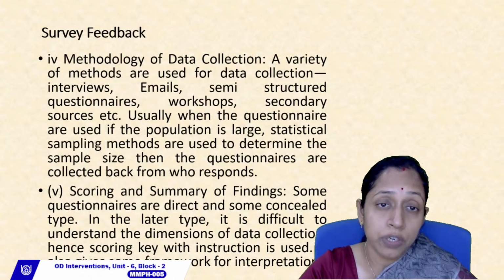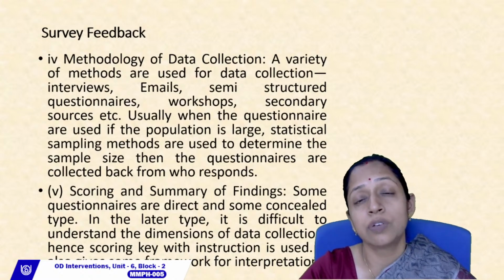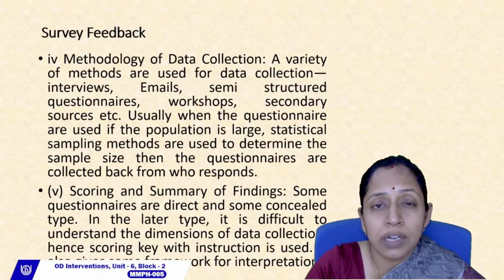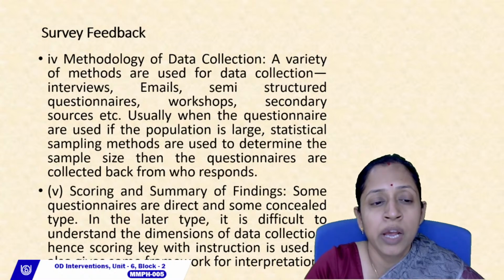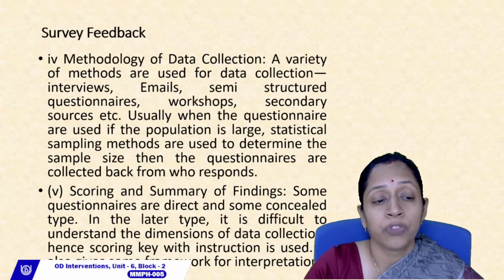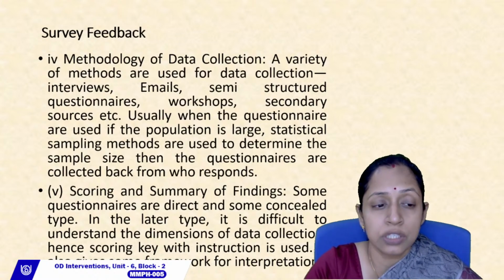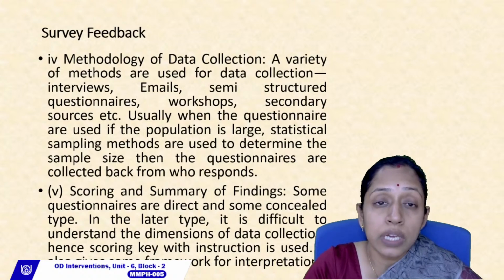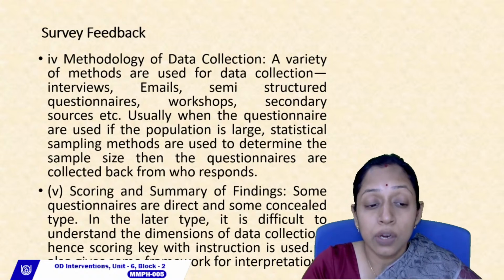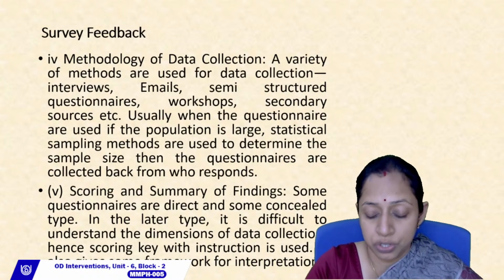Then the fifth point covers scoring and summary of the findings. Once the questionnaires are collected, some are direct and some are concealed. In the latter type, it is difficult to understand the dimensions of the data collected. Hence, a scoring key with instructions is used. It also gives some kind of framework for the interpretation.